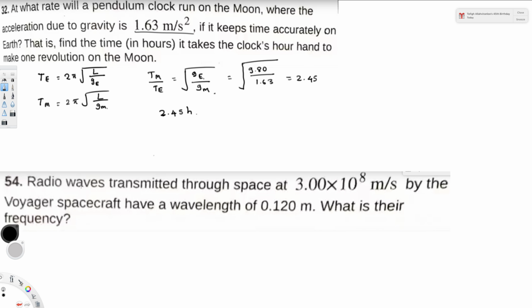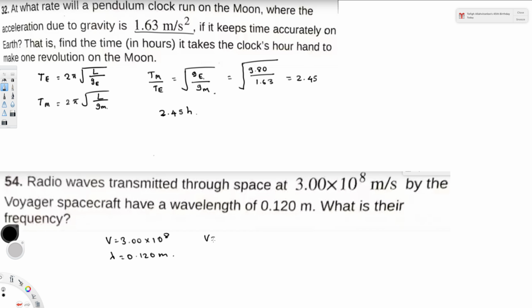And the second question is asking: radio waves transmitted through space at 3.00 times 10 to the power of 8 meters per second by the Voyager spacecraft have a wavelength of 0.120 meter. What is their frequency? It looks straightforward because we have the velocity right here, 3.00 times 10 to the power of 8, and we have the lambda that is provided, 0.120 meter, and they are asking to find the frequency.